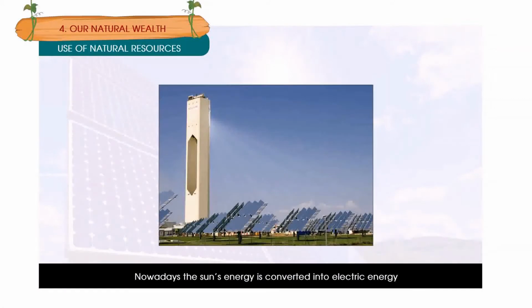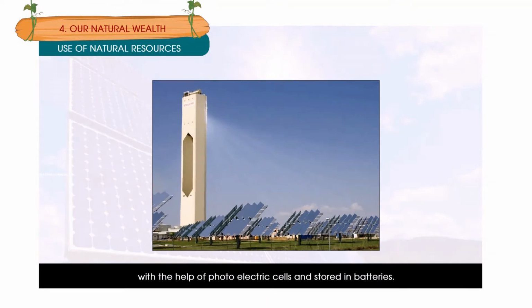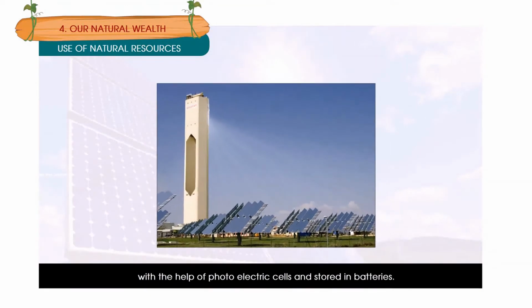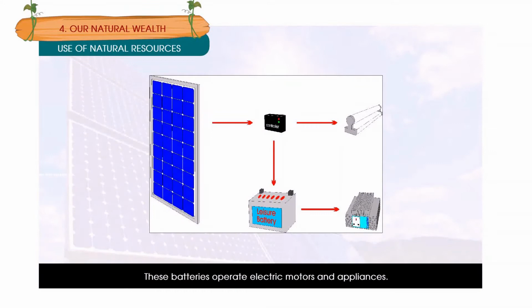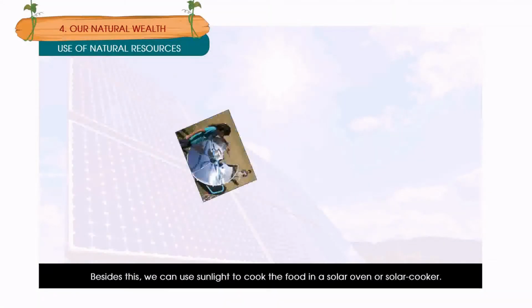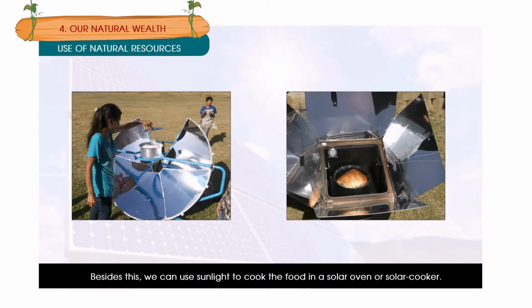Nowadays, the sun's energy is converted into electric energy with the help of photoelectric cells and stored in batteries. These batteries operate electric motors and appliances. Besides this, we can use sunlight to cook the food in a solar oven or solar cooker.